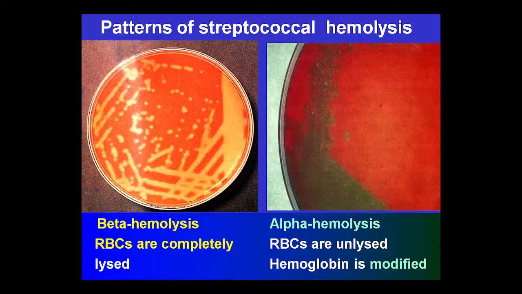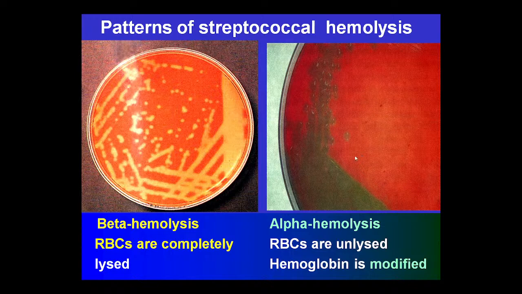So, patterns of streptococcal hemolysis. The most severe is beta hemolysis, where the RBCs are completely lysed. So we see the transparent halo around the very small colonies of streptococci that usually don't have a tendency to fuse together. And then the second type of hemolysis, alpha hemolysis.